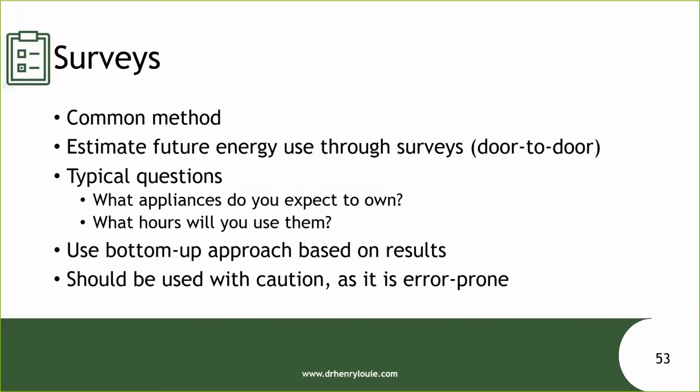And then you would design the system based upon that. A way to help understand what appliances might be used is to do a survey. Usually this is a door-to-door survey where you ask questions like what appliances might you own and how often will you use them. But surveys are very error-prone, and I would say that you should only use them for a general sense of the energy consumption, and you shouldn't hang your hat on the results, so to speak. It's well known that they're error prone, and don't believe everything that you're told from the surveys.